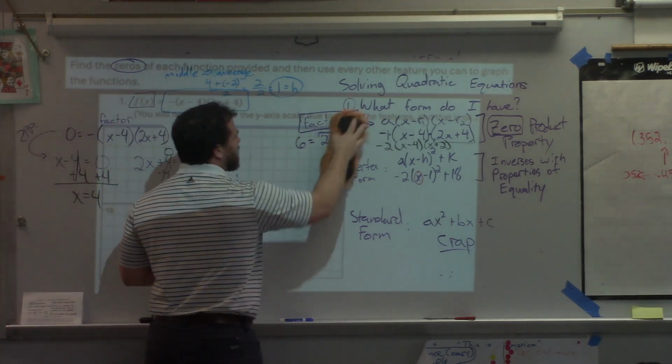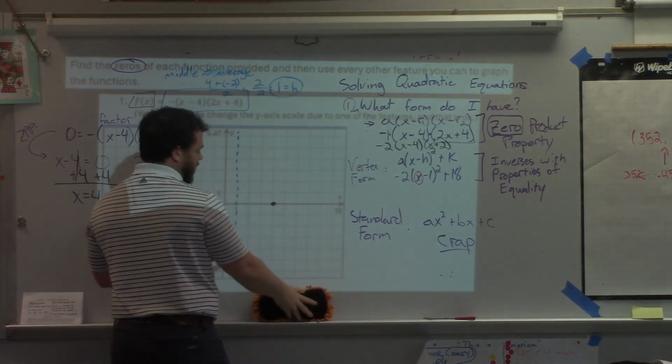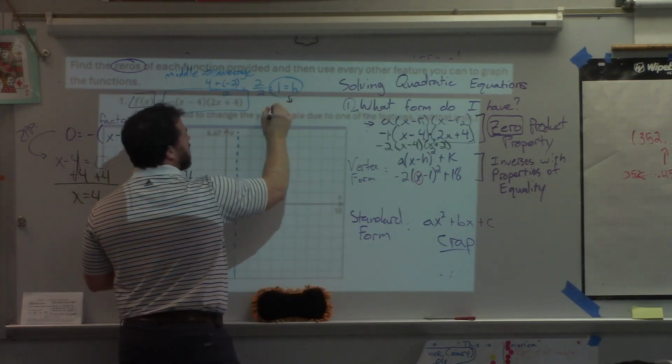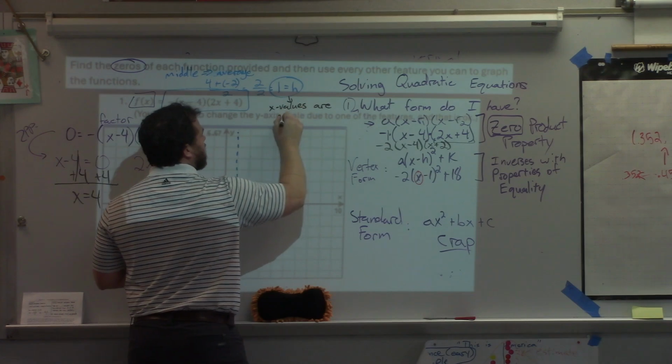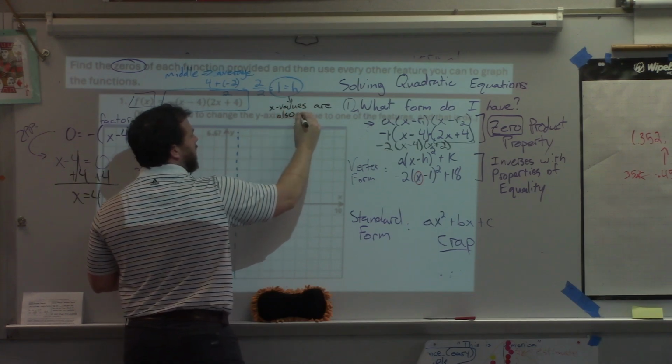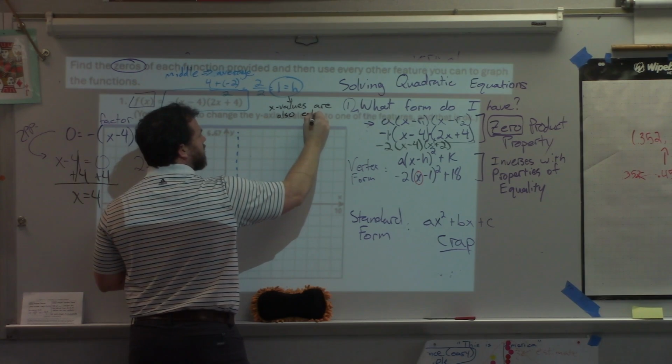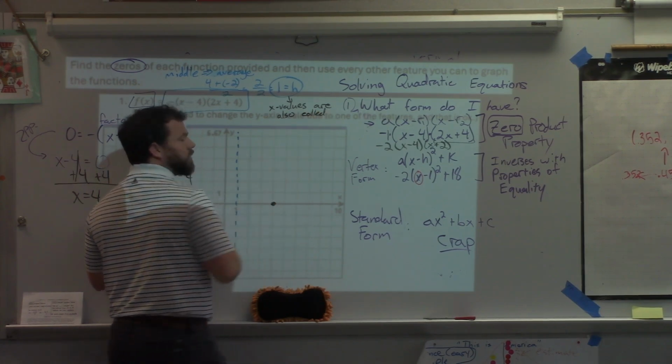I'm going to have to erase a little bit just so it's not quite as cluttered. So it's the x value of the vertex. X values are also called what? What's another word?